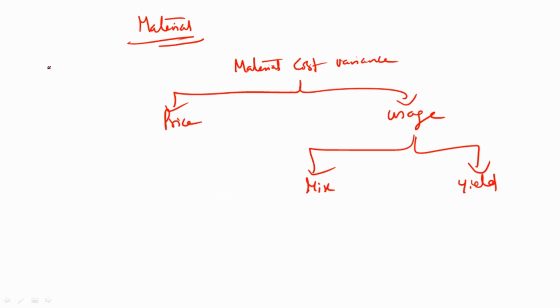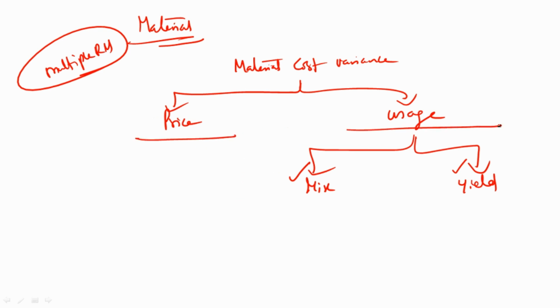Now here the point that you need to notice: only when there is more than one type of raw material, that is, when you have multiple raw materials, only then you'll have mix as well as yield variance. If you have only a single raw material, then you'll get price variance and usage variance, that's it. Usage will not be further classified into mix and yield. So this further classification of usage into mix and yield will happen only when you have more than one type of raw material. This is one point that you have to keep in mind.